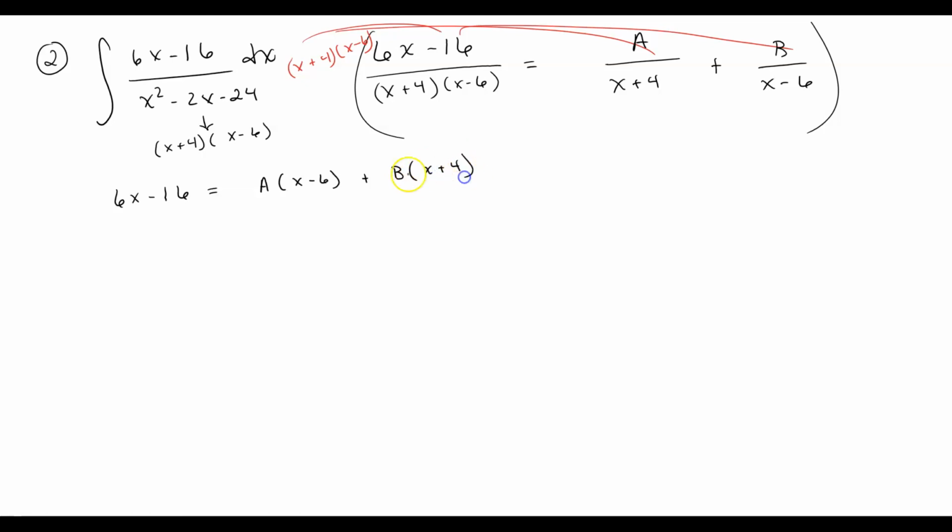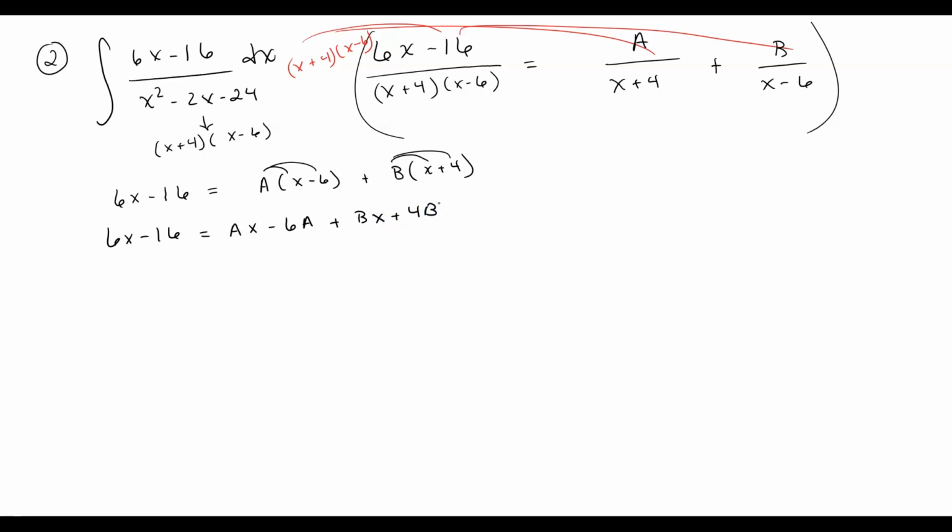Now, you can go about this a couple of different ways. In this first example, I'm going to use the systems approach. And in the second example, I'm going to use an alternate method that you might like a little bit better. So this is the systems method first. This requires me to distribute, and then we move some terms around. So 6x minus 16 equals Ax minus 6A plus Bx plus 4B.